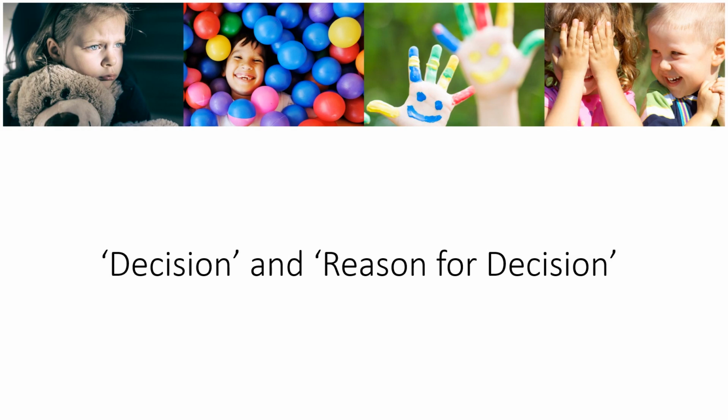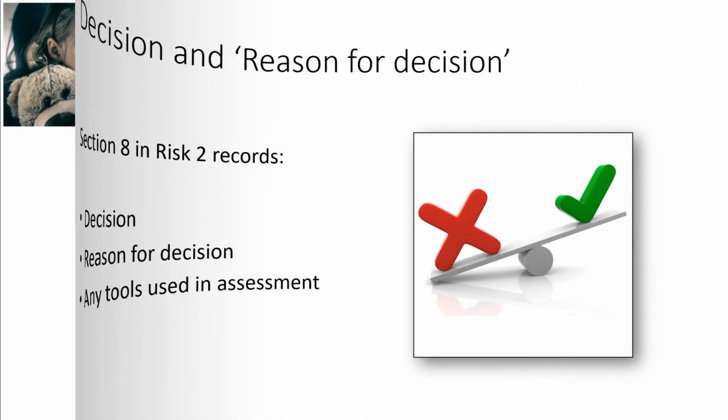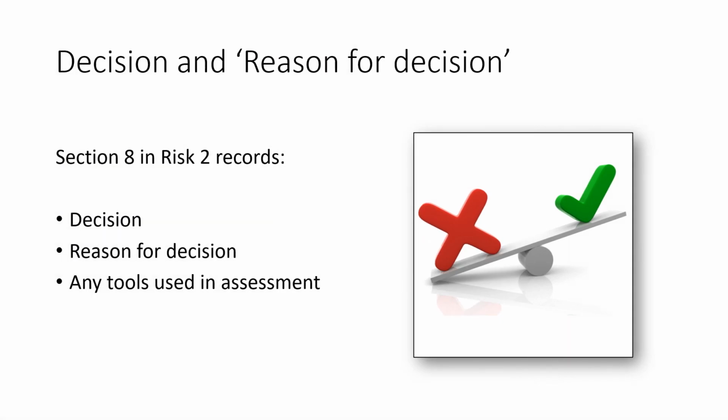Decision and reason for decision. Section 8 records your overall decision about risk of significant harm. The record of decision is straightforward. This is recorded as yes, no, or not sure. In addition, Section 8 has a section to record the reason for your decision. It also provides a record of any specialist assessment tools used to support your risk assessment.